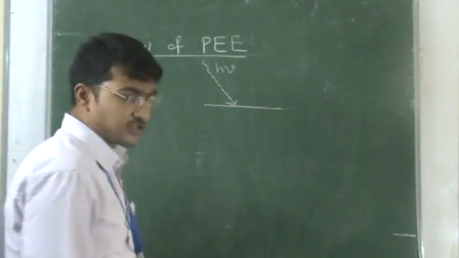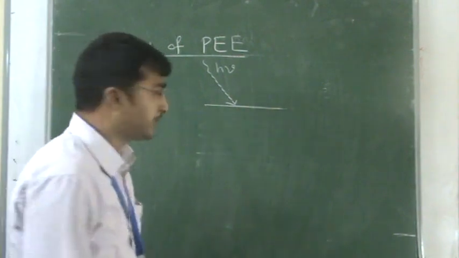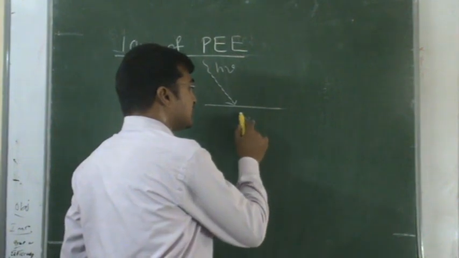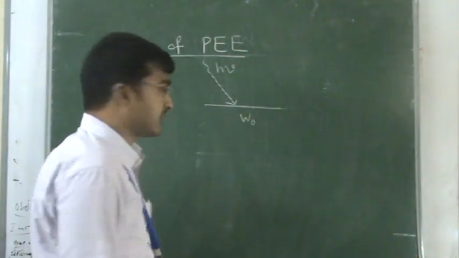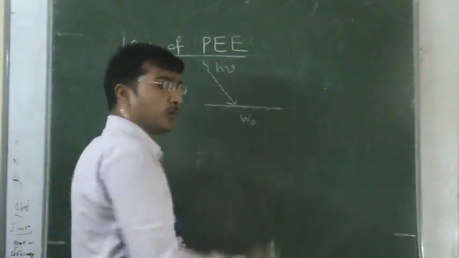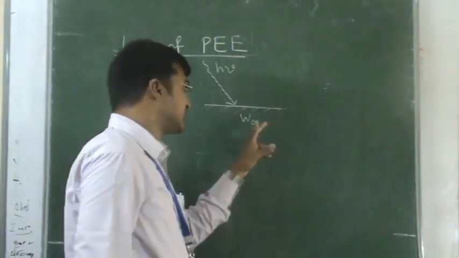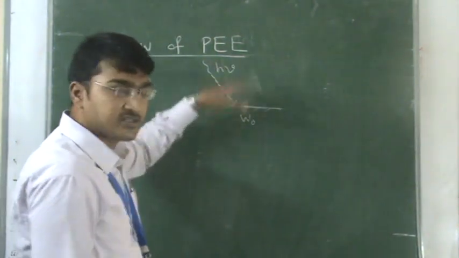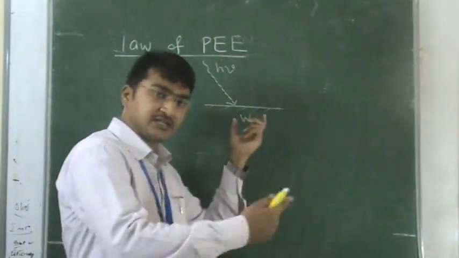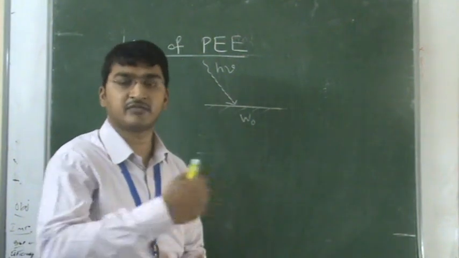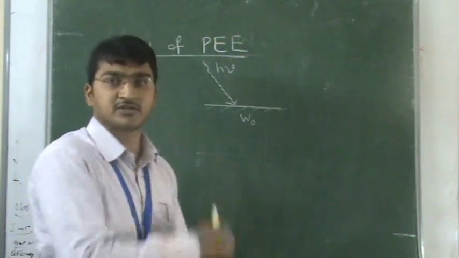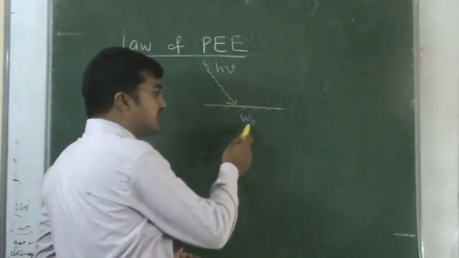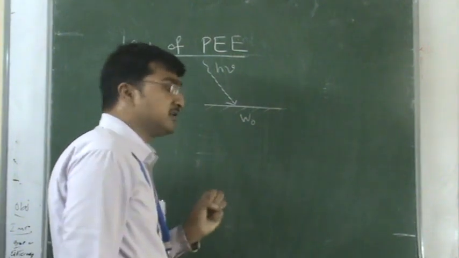The light of energy h nu is incident on it. What happens? Some amount of energy is used to eject the electrons. This we call the work function. This work function depends upon the metal. It's not dependent upon the incident energy or anything. So if the metal changes, W naught also changes. Different metals have different work functions. So h nu is the incident energy, and W naught is the work function of the metal.